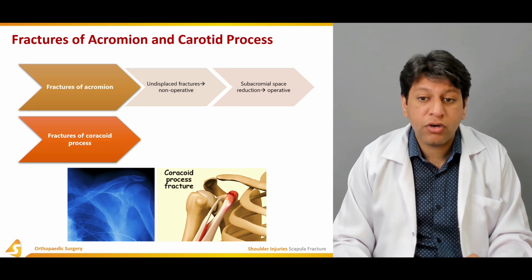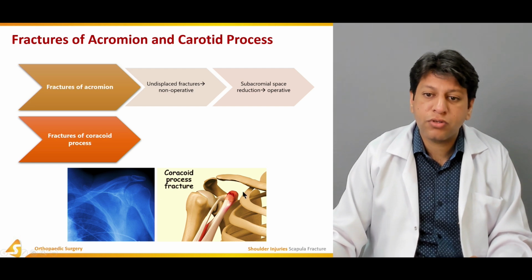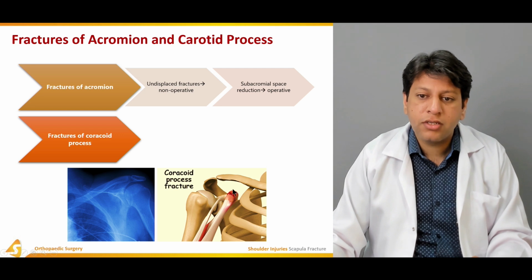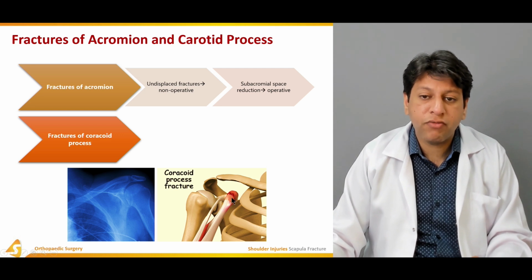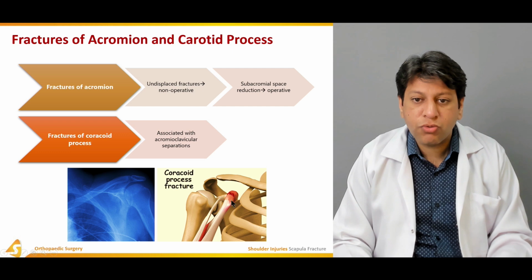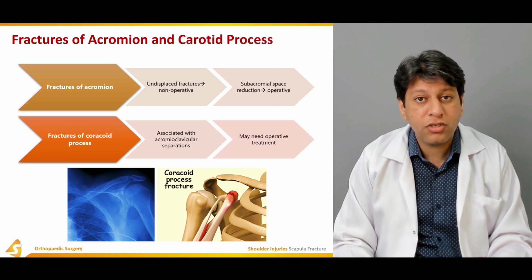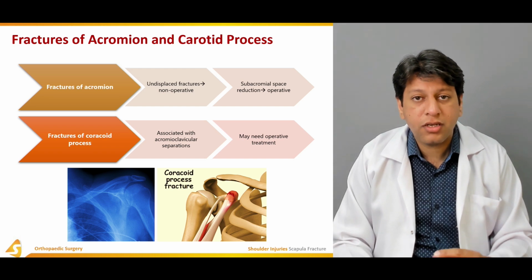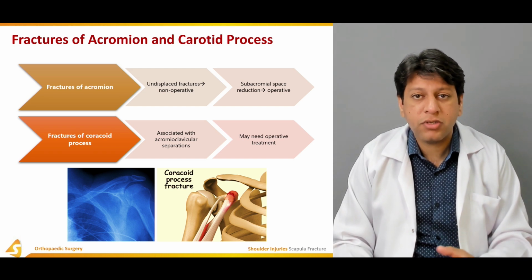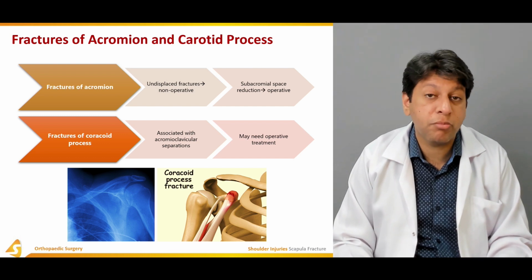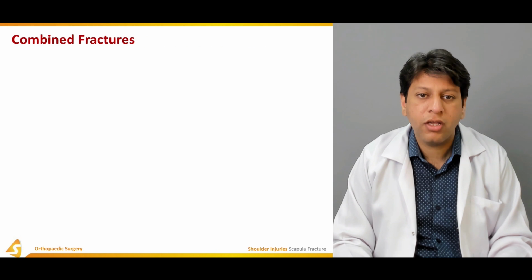Now coming to the coracoid process, if you see this coracoid process over here, this is the long head of the biceps, which is coming through the rotator interval. The short head is originating from the coracoid. It is associated with acromioclavicular separation at times as well, and usually needs operative treatment, because not only is the short head of biceps attached to it, but the two ligaments, the coracoclavicular ligaments, the trapezoid and conoid, are also attached here.